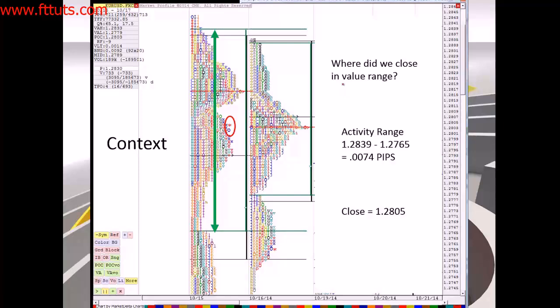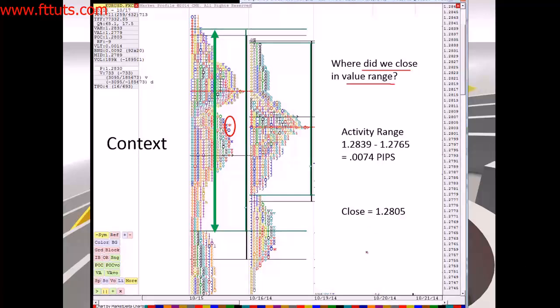The next question that we want to ask, in addition to where did we open, is where did we close in the value range? So we know that we closed in value, but where in the range? Was it in the top part of the range? Was it in the lower portion of the range? Where relative to mid-range did we really close? The full activity range for this session was about 74 pips. That's high to low.